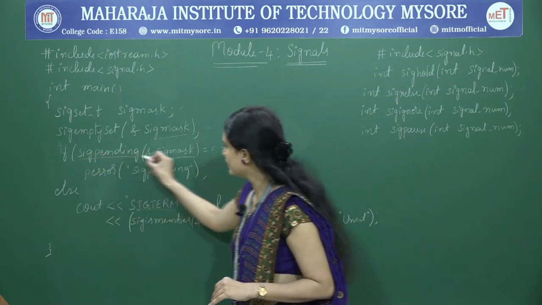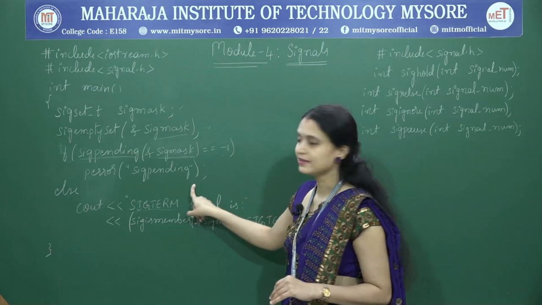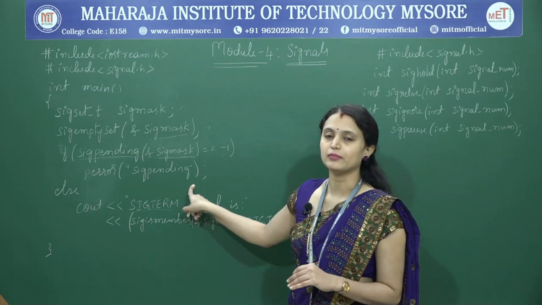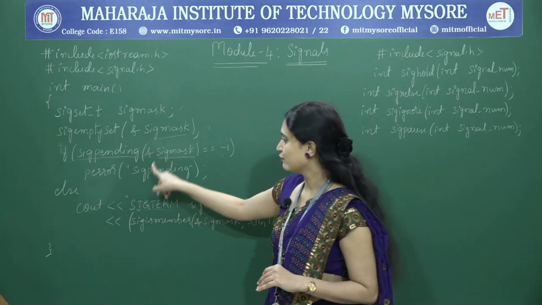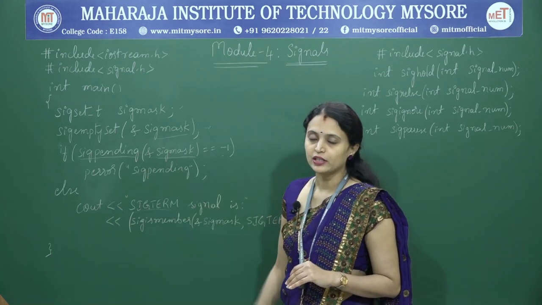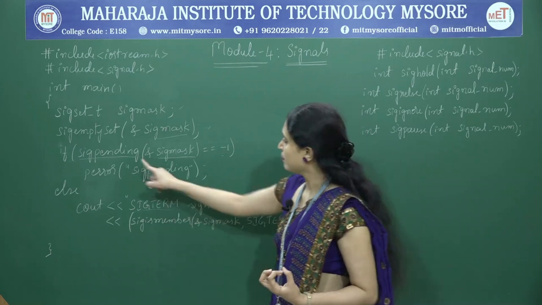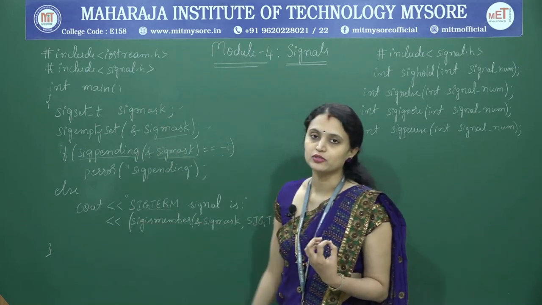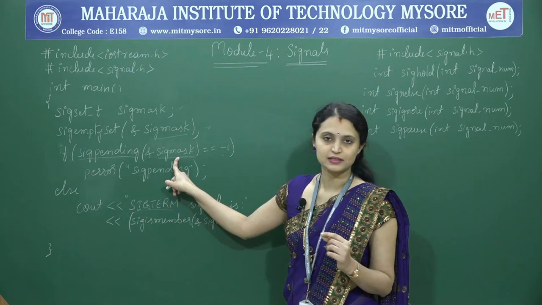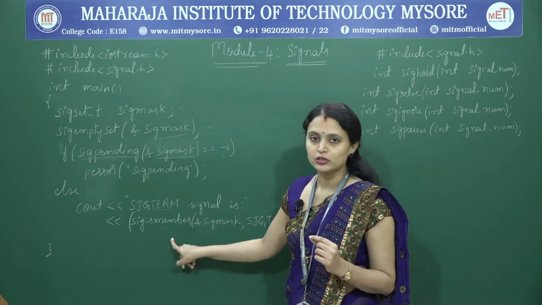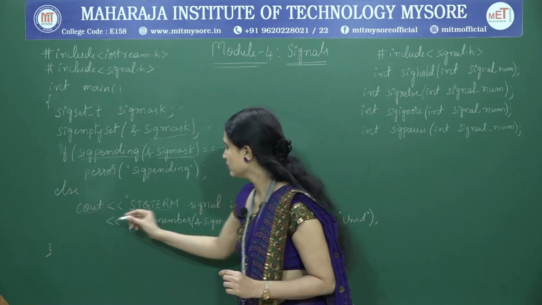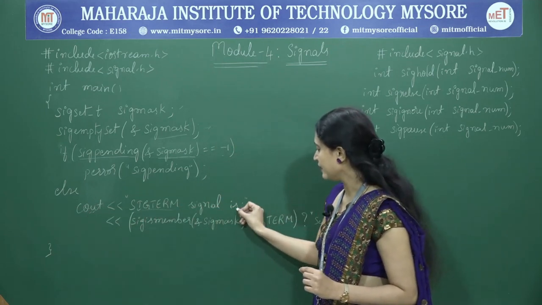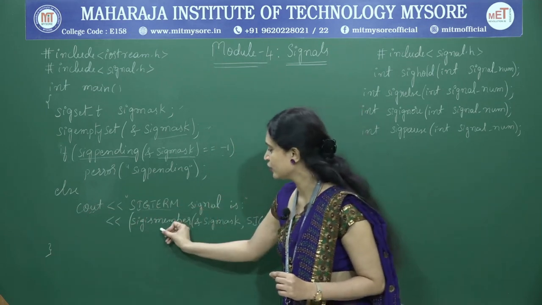If this returns -1, that is an error, so I am printing the error message by using perror. Otherwise, if it is executed successfully, the pending signals for the calling process will be set to the variable sigmask, right? So I am just trying to print it. In the else part, I am just checking the condition here.